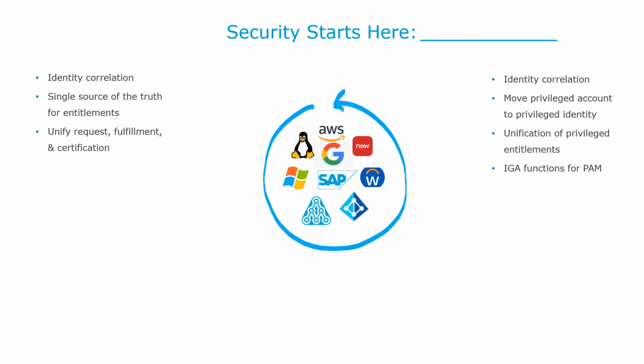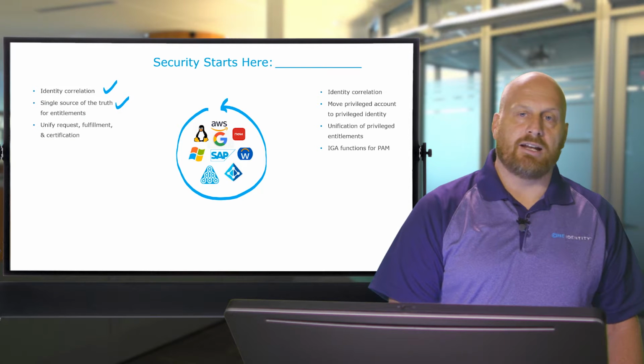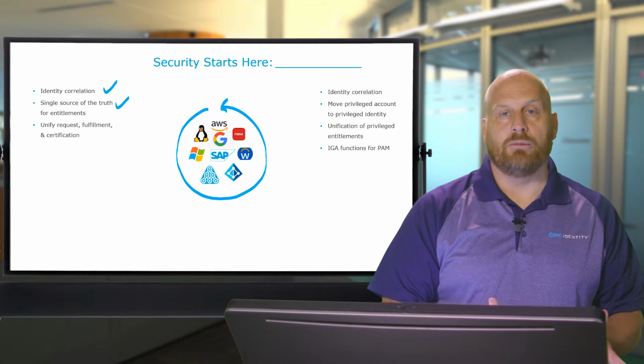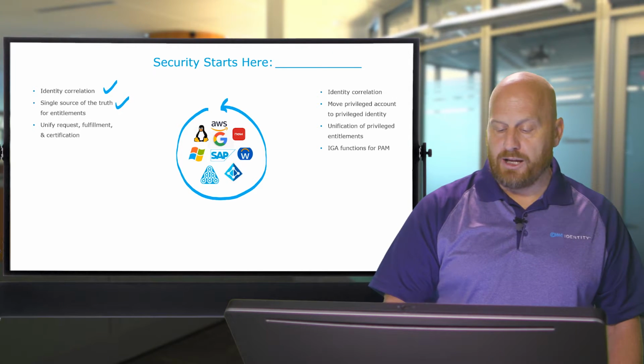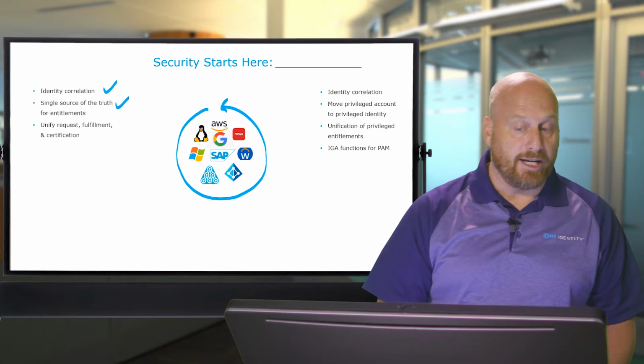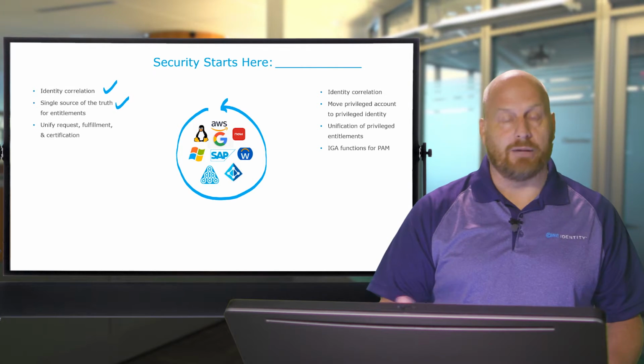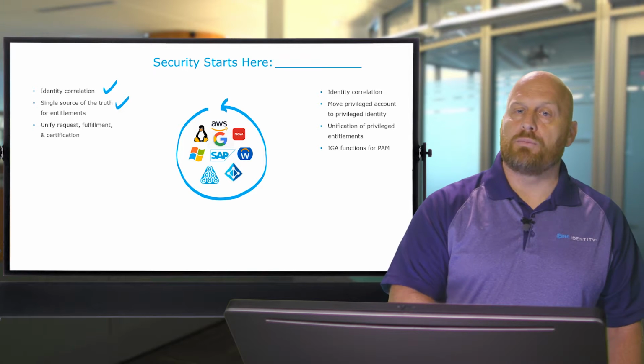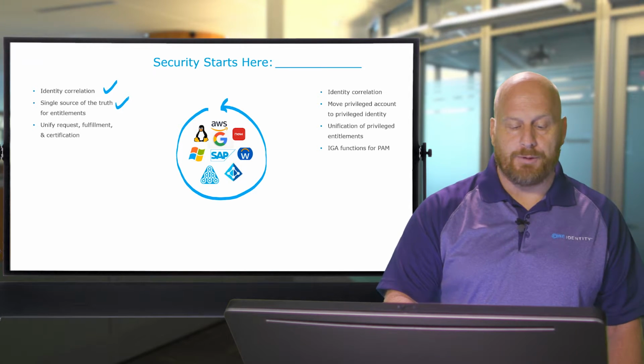Basically what you've done is you said that all of these accounts are tied to the identity, they're not individual islands unto themselves. So correlating the identities gives you a single source of truth for entitlements. You can now much more easily set up the idea of a person in a specific job role has these entitlements, and how do those entitlements apply in AD, or how do they apply in Azure AD, how do they apply in AWS or Google or whatever.